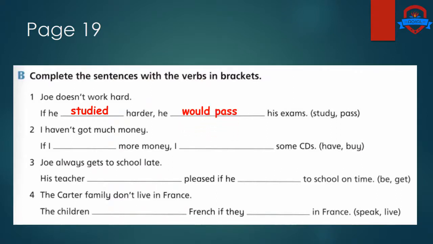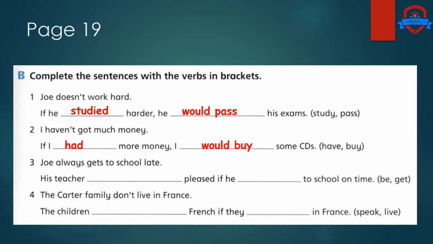Number 2. I haven't got much money. If I had more money, I would buy some CDs. So the past simple of have is had. If I had more money, what would I do? I would buy some CDs.